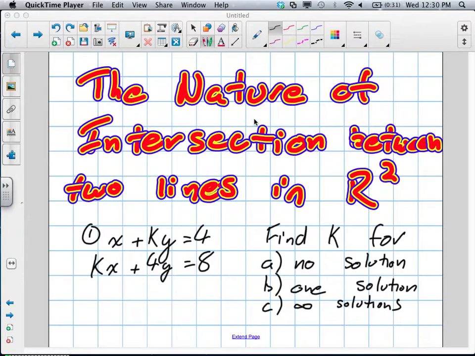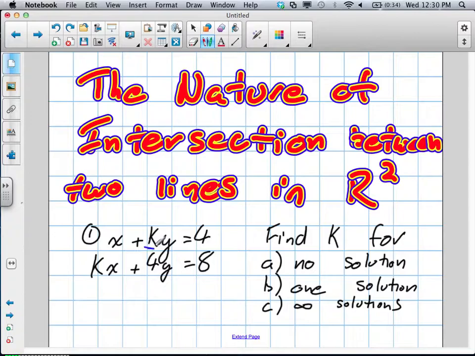Okay, we're going to go to the nature of intersection between two lines in R2. So, they've given us two equations and they've given us the variable or a parameter of k. And k actually occurs in both of the equations. Okay. Now k can represent any numbers.